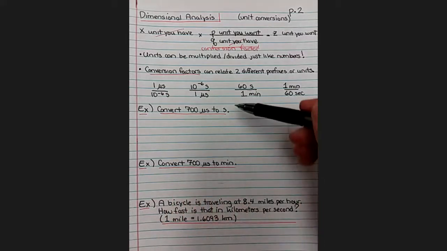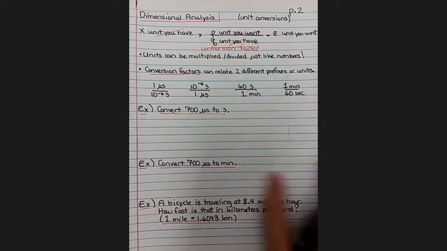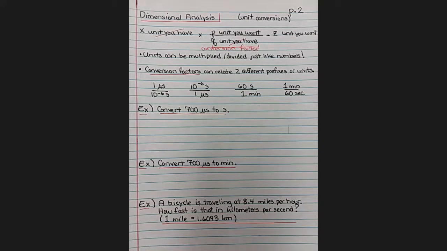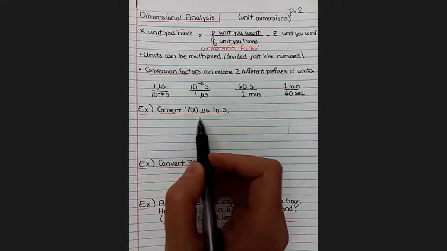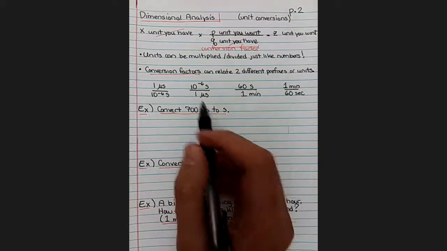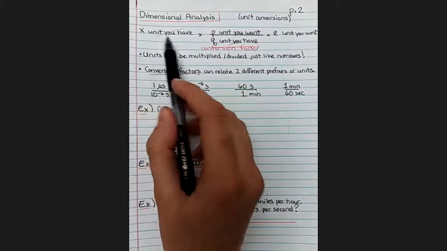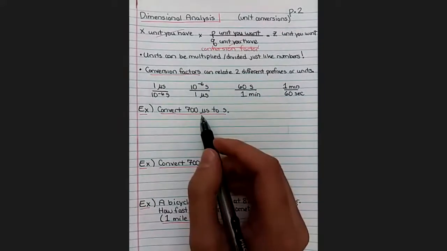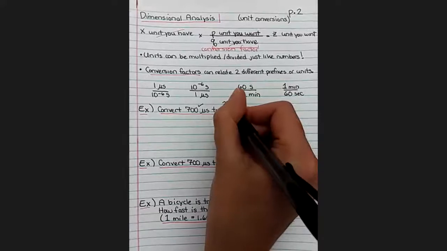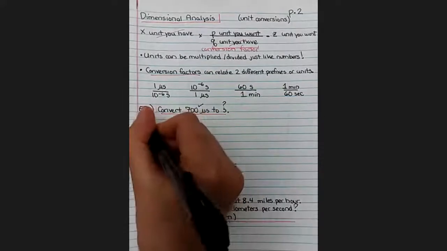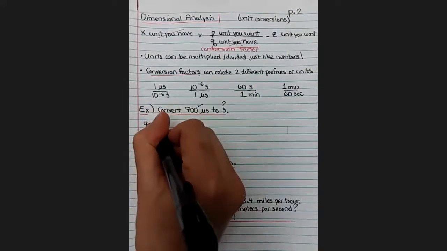You can see that I've already written the examples out ahead of time. You can take a moment to copy those down now if you would like to. So for our example problem, we want to convert 700 microseconds to seconds. So here's our procedure. We're going to start with the number and the unit that we have. So we have 700 microseconds. We want to know how many seconds. So we'll start with 700 microseconds over here.